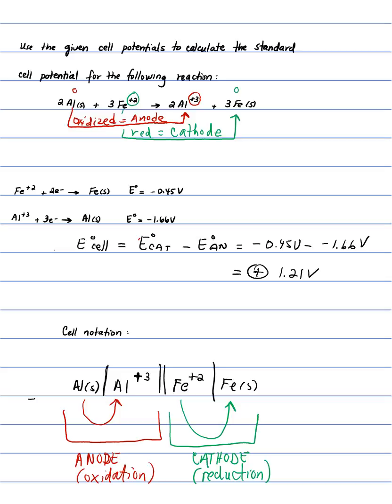So always, the first half, what you have in front of that double line, is the half reaction that you have in your oxidation part, which is the anode. And then what you have on the right side of that double line is representing what's happening in the cathode, where the reduction is happening.